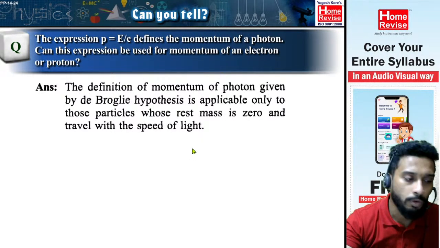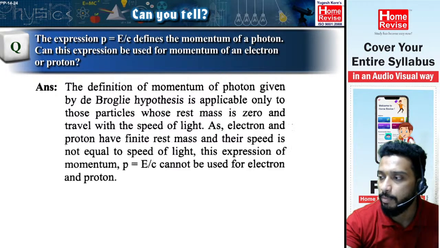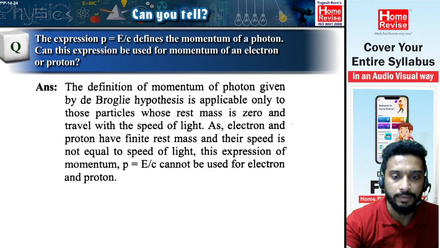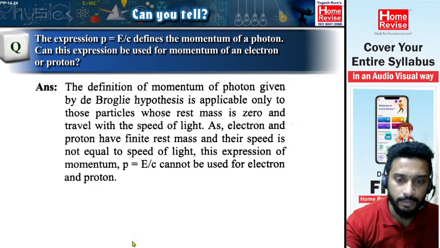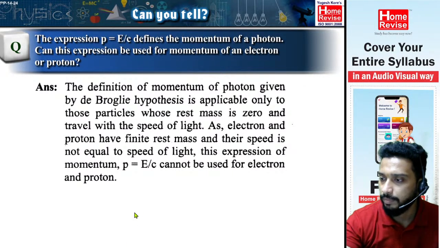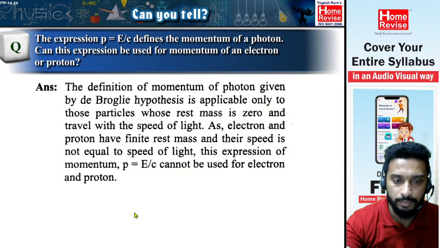Again, the momentum should have been very high, or else the speed should be very high. As the electron and proton have finite rest mass and their speed is not equal to the speed of light, this expression of momentum P equal to E by C cannot be used for the electron and proton.